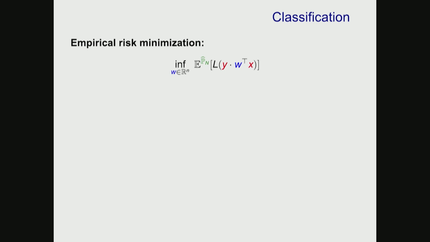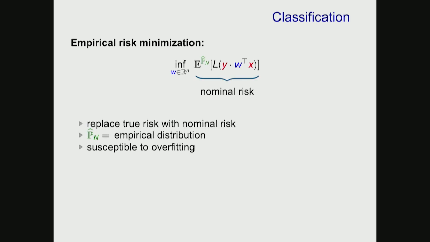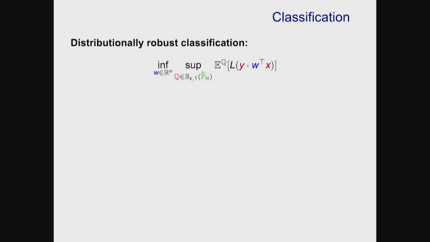A naive approach would be to solve an empirical risk minimization or expected loss minimization problem. This problem just uses the empirical distribution on the training samples to minimize the prediction loss. This is the nominal decision problem. What we propose here is instead to robustify this problem by using this Wasserstein distributionally robust approach over a type 1 Wasserstein ball.